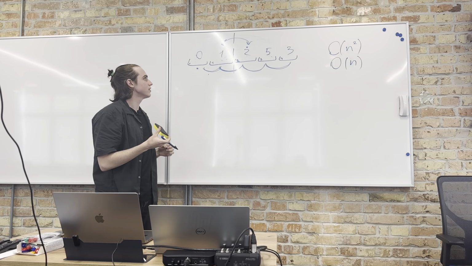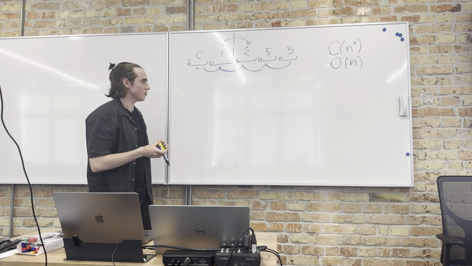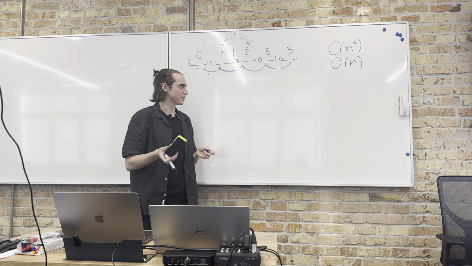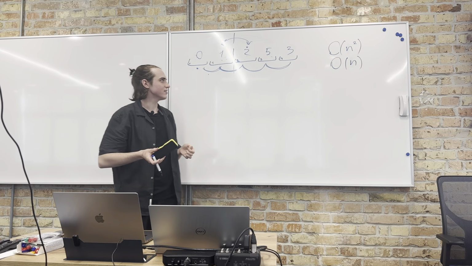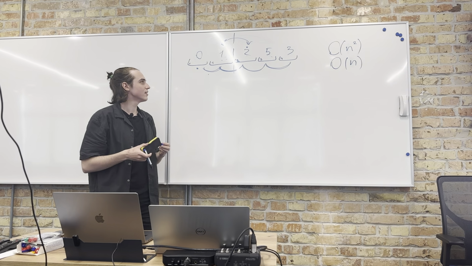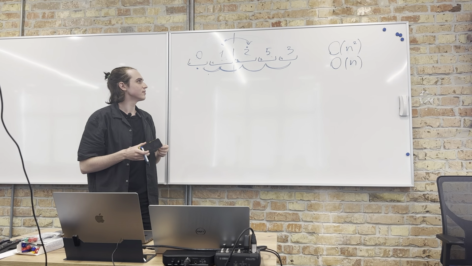What is the time complexity? O of n squared in the worst case. And the best case? O of n, the same. I guess it's just the opposite of insertion sort.